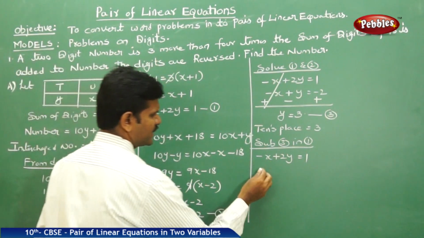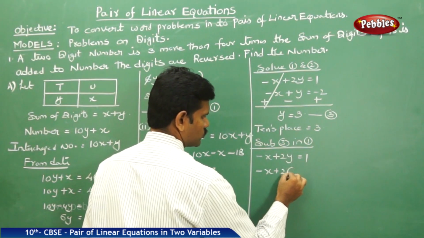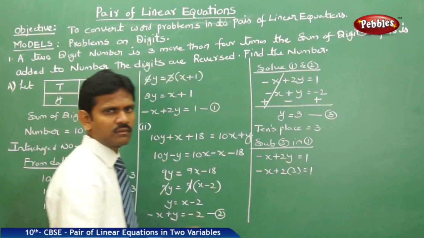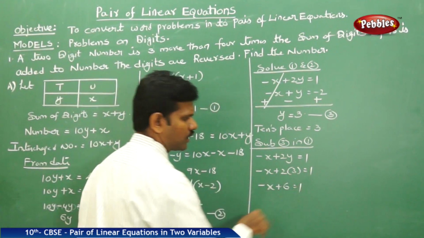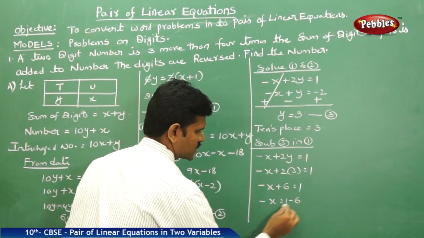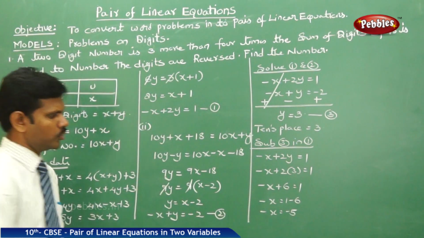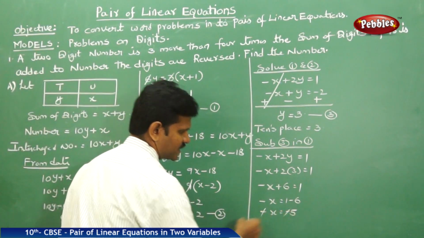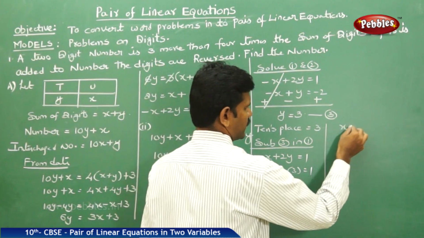That is minus x plus 2 times the y value I know, that is 3, is equal to 1. That is minus x plus 6 is equal to 1. That is minus x is equal to 1 minus 6, minus x is equal to minus 5. Both sides minus signs get cancelled. Therefore, x is equal to 5.